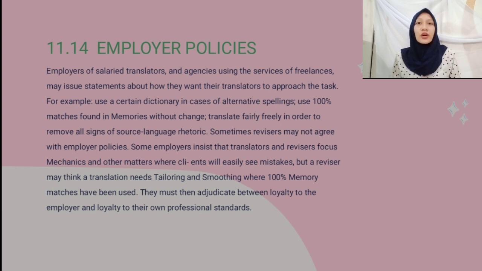Employer practices should not always be acceptable to revisers. Some employers demand that translators and revisers concentrate on mechanics and other subjects where clients can easily spot errors. But a reviser might believe that a translation requires more attention, or that 100% memory matches have been used without tailoring and smoothing. They must then choose between their employer's loyalty and their own ethical values.